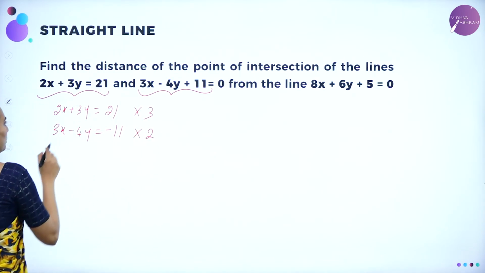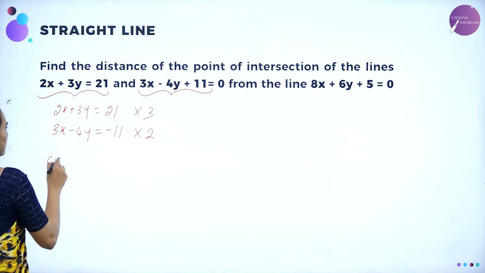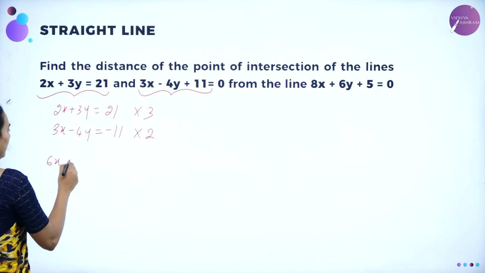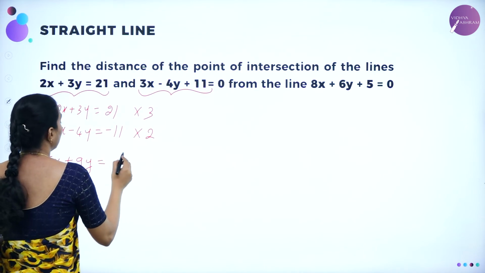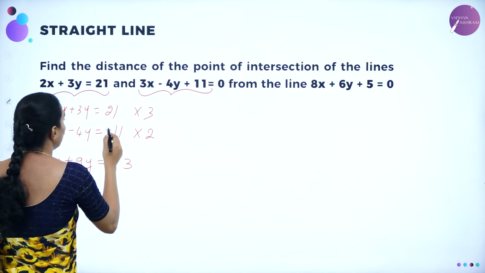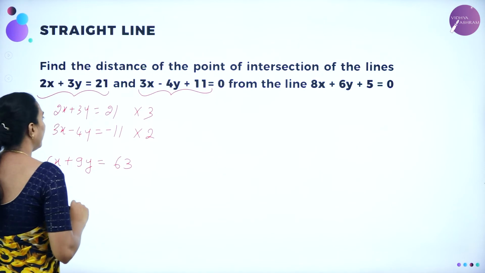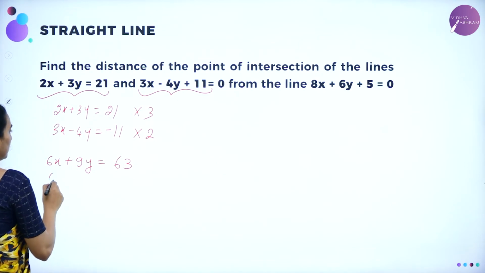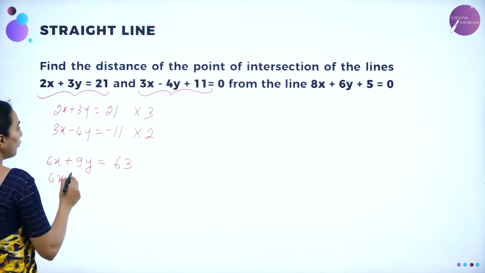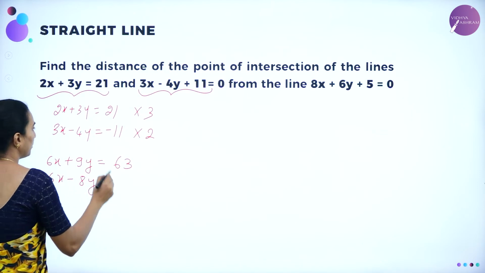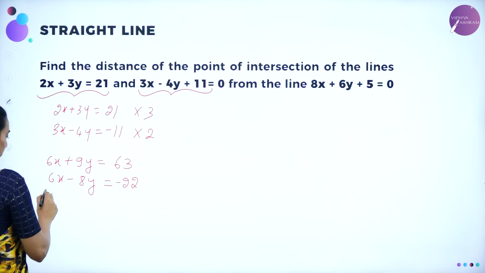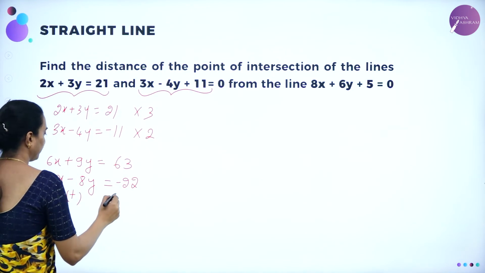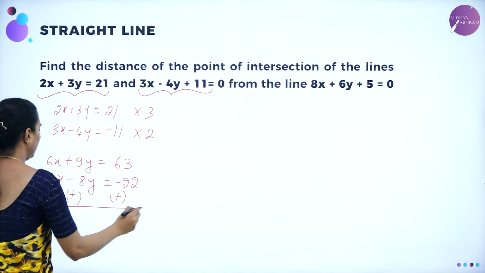What happens? 3 into 2x is 6x, 3 3s are 9y is equal to 21 3s are 63. Next, 2 3s are 6x minus 2 4s are 8y is equal to 11 2s are 22, that is minus 22. Now subtracting this equation, you are getting the answer.